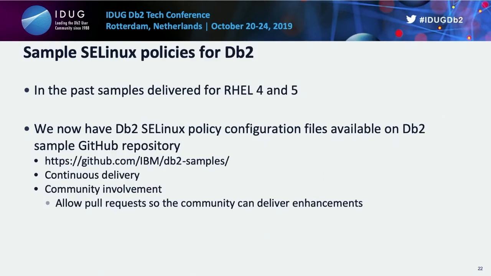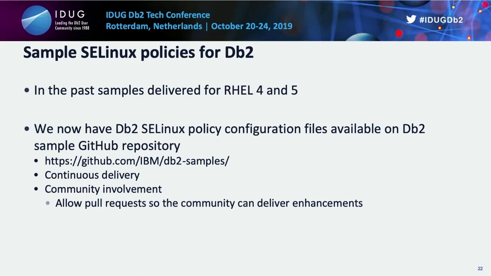Okay, so sample policies for Db2 to get up and running with SELinux. If you went to our samples directory right now, you're going to find RHEL 4 and 5. Rather out of date. Actually, we removed RHEL 4 because we're too embarrassed by that, but 5 is still there. I'm not sure why. Anyways, what I've come up with now is new policy files for RHEL 7 available in our GitHub samples directory.